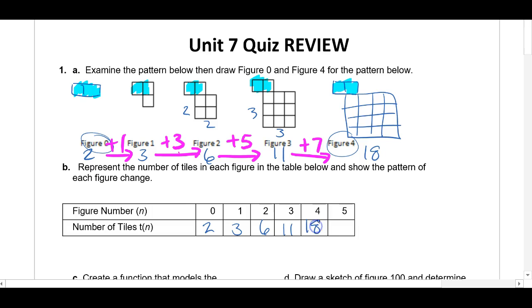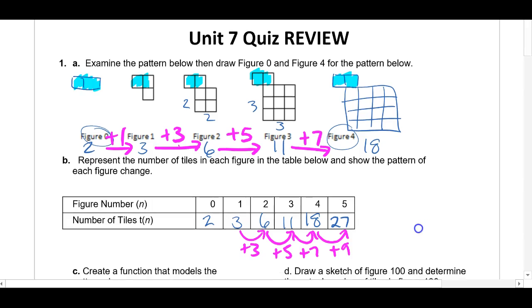So that's 18. And then let's figure out what's next, because we didn't make that picture. Well, I know that from here to here it's plus 3. Here to here, plus 5. Here to here, plus 7. So that means from here to here, it's plus 9. So that means that 18 plus 9, that's going to be 27 for the last one. Okay?